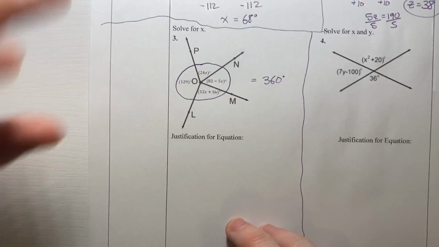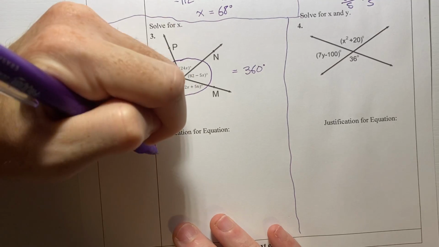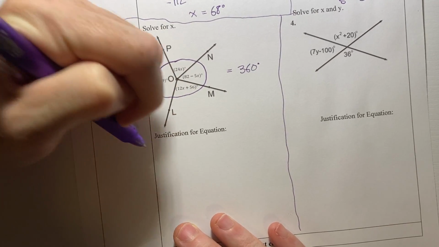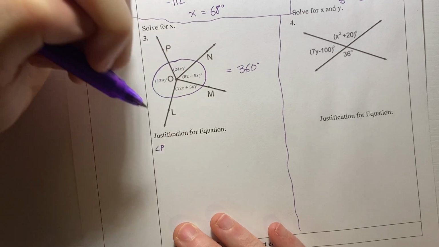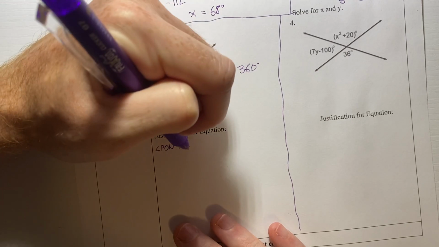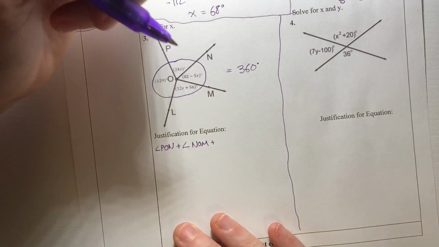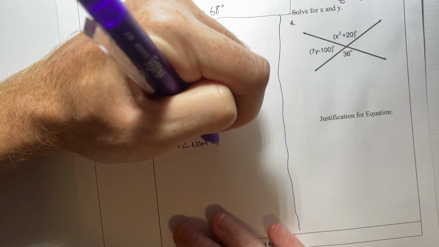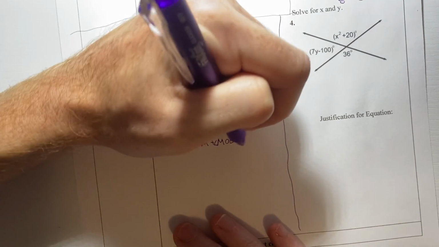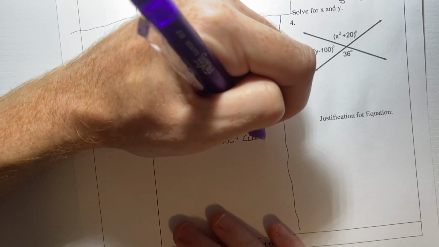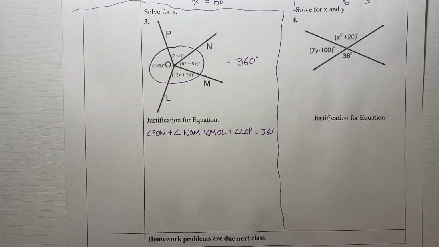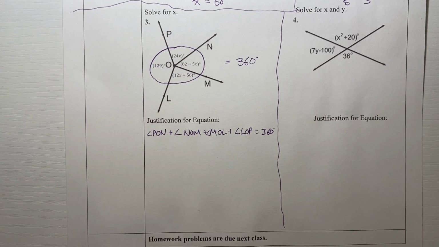All right, so my justification here, if we want to, we can go through and do all these measures of angles. So I can say angle PON plus angle NOM plus angle MOL plus angle LOP equals 360 degrees. Right, that is technically my justification. All of these angles added up, 1, 2, 3, 4, equals my 360 degrees.